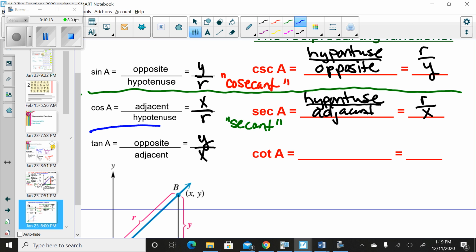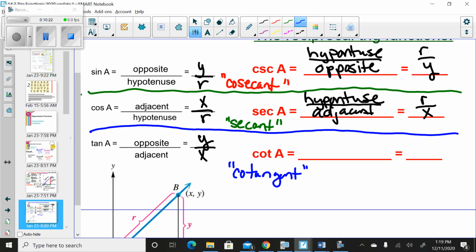All right, and I'm going to draw a line here again so we can keep these three separate. Cotangent. So cotangent is the reciprocal for tangent. It's really the only one that people can be like, oh, okay, that makes sense. At least they sound sort of similar. If tangent was opposite over adjacent, that means cotangent is going to be adjacent over opposite. So that means if it was Y over X, now it's going to be X over Y.